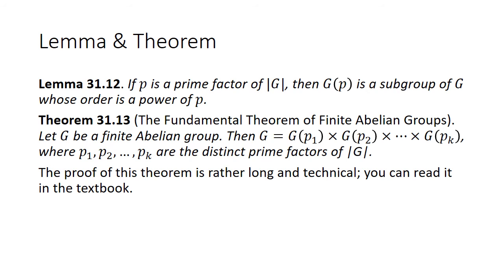And then the theorem here, this is the big important theorem for the whole investigation, the fundamental theorem of finite abelian groups. Let G be a finite abelian group, then G is equal to G(p1) times G(p2) times ... up through G(pk). So that is the internal direct product of all those things, where p1, p2, ..., pk are the distinct prime factors of the order of G.